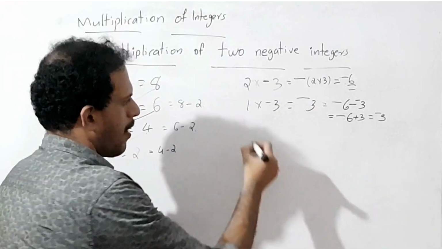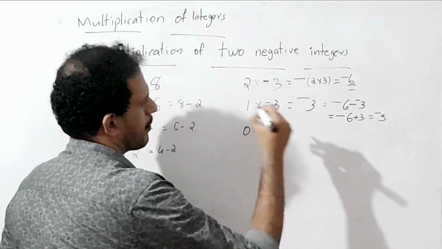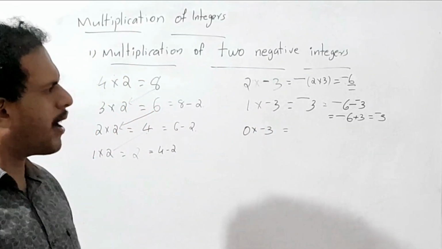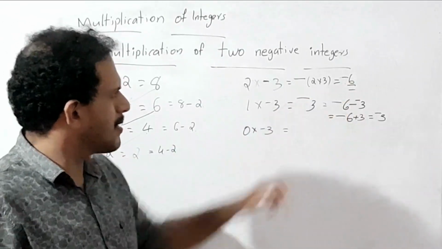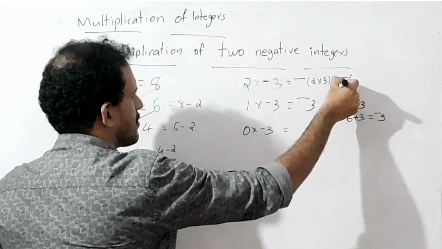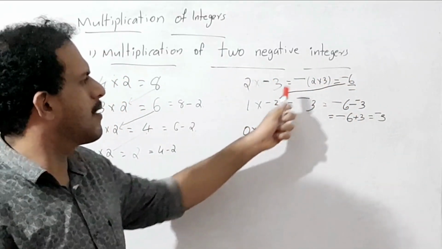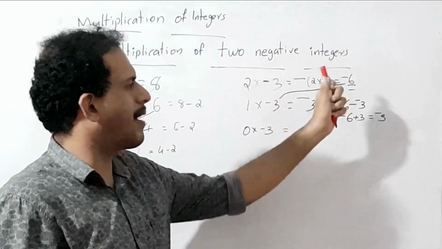Okay. The next, what is 0 into minus 3? Do you know? Otherwise, how do we find it? For getting this minus 3, what do we do? We subtract minus 3 from minus 6. Correct? We subtract minus 3 from minus 6.